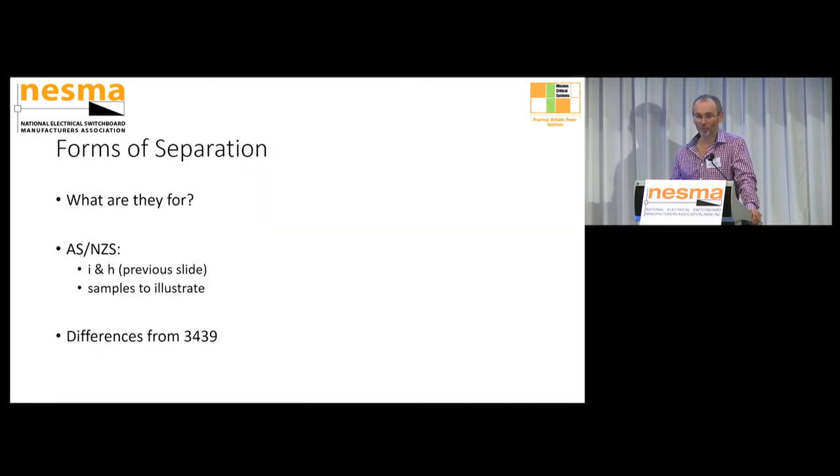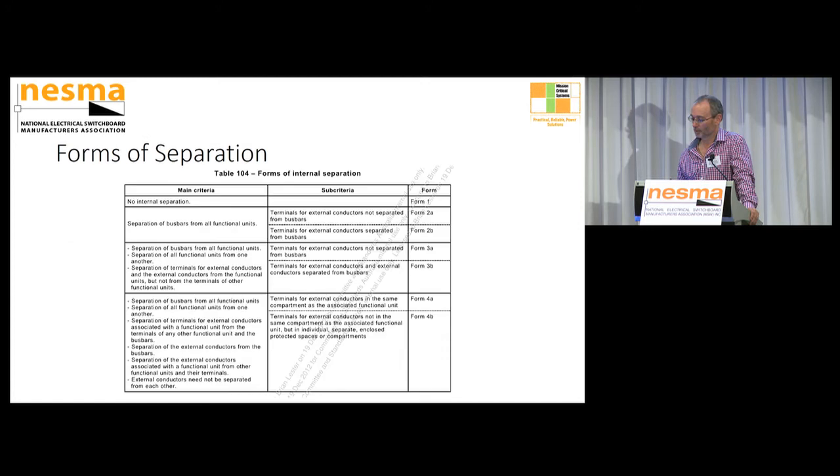Okay, so I talked about what forms of separation are for. We've still got I and H, and we've got samples to illustrate what that means, and there are a few differences that I want to highlight in forms of separation which are important to understand. Okay, so table 104, this is the Australian version, looks like that. I know you can't read any of that, right?